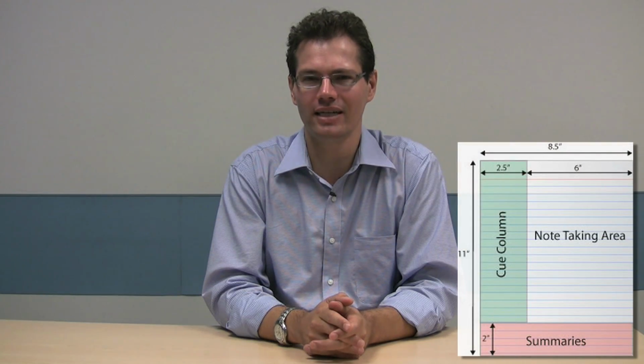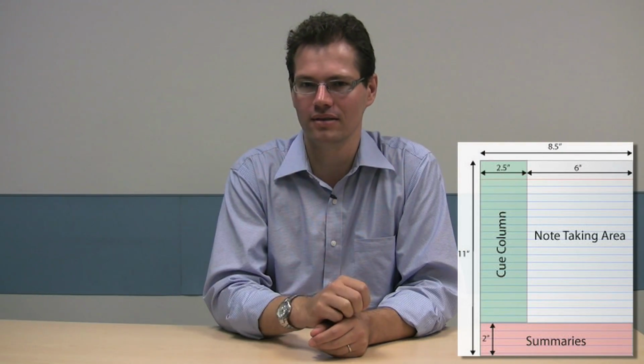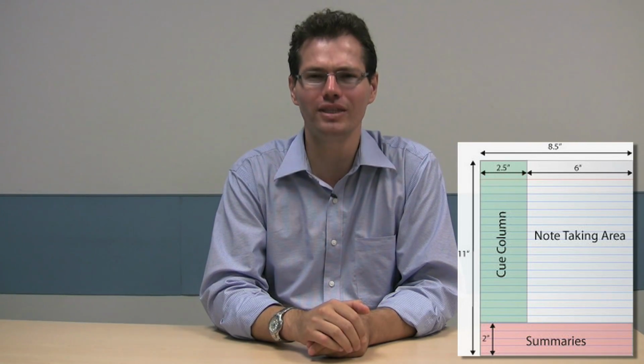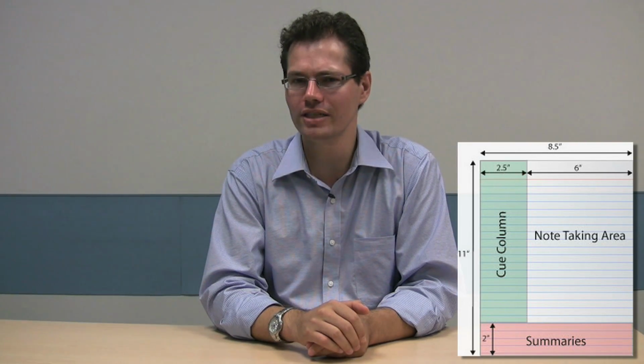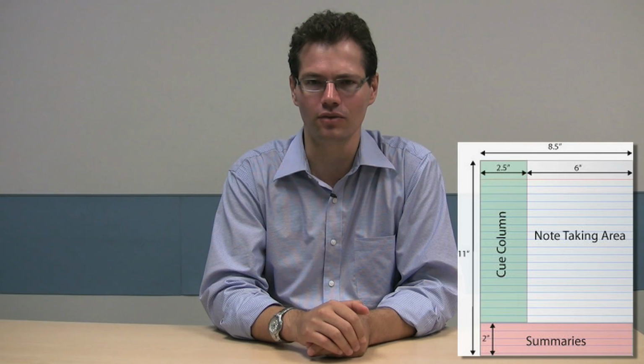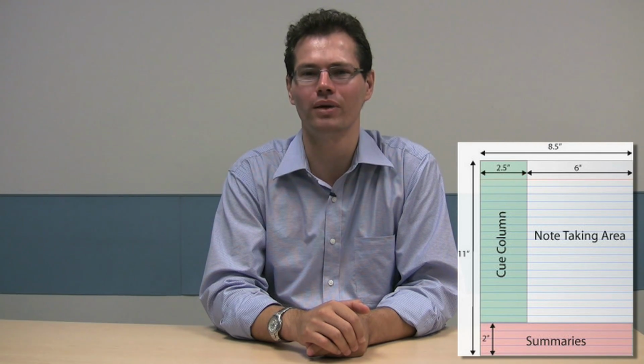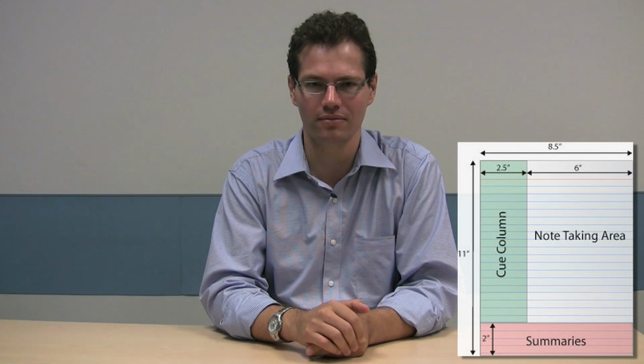In the Cornell note-taking system, the note page is divided into 3 sections. Section 1, the right-hand side of the paper, is the note-taking area. It is the largest section, approximately 6 inches wide and 9 inches high. It is here in this section of the paper that you write your lecture or textbook notes.